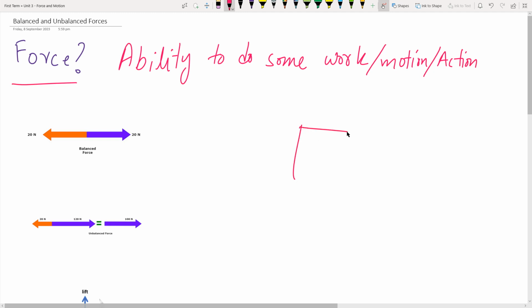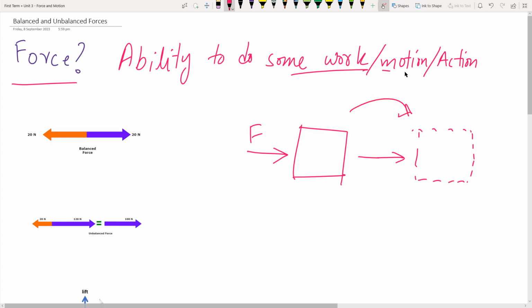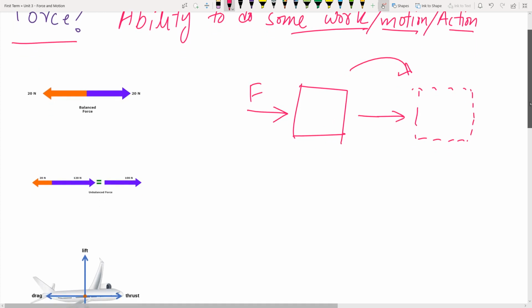For example, if there's a box, right? I apply some force on the box, so the box is going to move from here to here, right? As I said, force is the ability to do some work. We did some work, we moved this box from here to here, right? So this is also motion, or an action. It can be expressed in any of these three terms. Now for this unit, we're only going to be concerned with motion, right? How motion is generated depending on the forces.